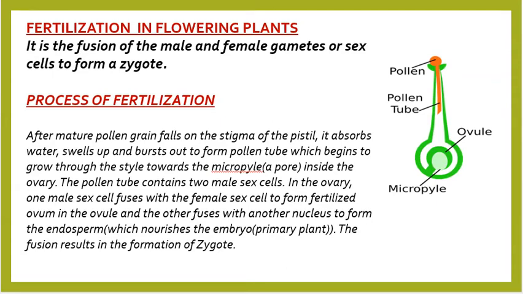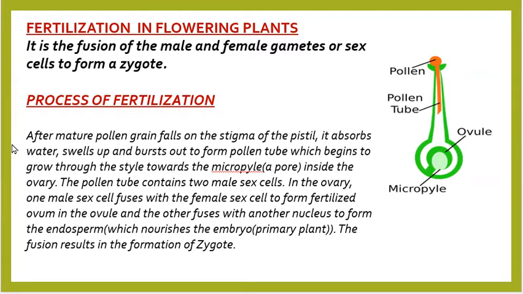So what we are saying is that the fusion of the male and female gametes or sex cells to form a zygote is what we call fertilization. And it's a stage or process that follows pollination. Remember, we said pollination is the transfer of pollen grains from the anther of the stamen to the stigma of the pistil.